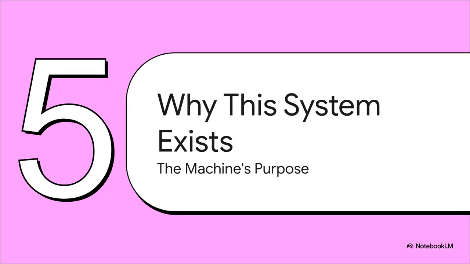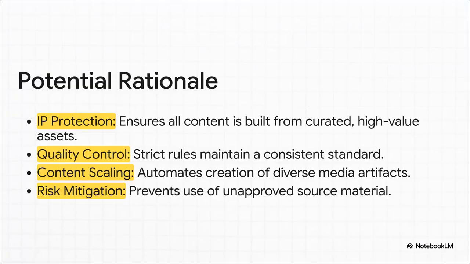So, after taking this whole thing apart, we have to ask the big question. Why? Why would anyone go to the trouble of building such a complex, restrictive, and controlling system just to create content? What is the end game here? Well, when you put all the pieces together, a few big reasons start to pop out. First and foremost, IP protection. This whole system is a fortress built around those core assets. Second, quality control. The strict rules guarantee a consistent, predictable standard every time. Third, scaling. This is a machine built for mass production.